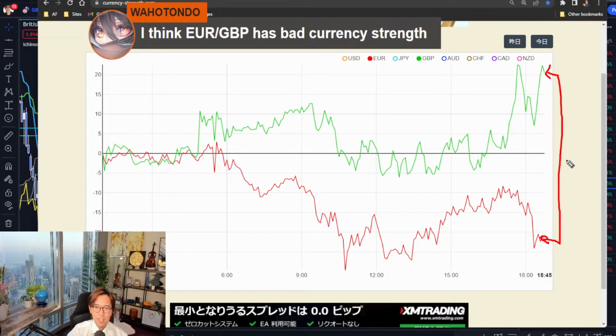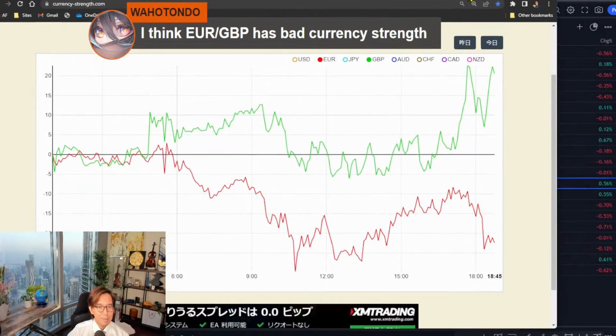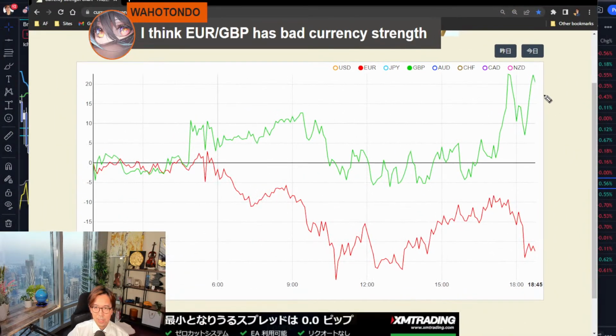So once you enter trade, most likely the market goes towards that direction. So yeah, Euro Pound strength looks okay to me. But if they are too close like this, then it's not good. But now they are far apart, so this is good.